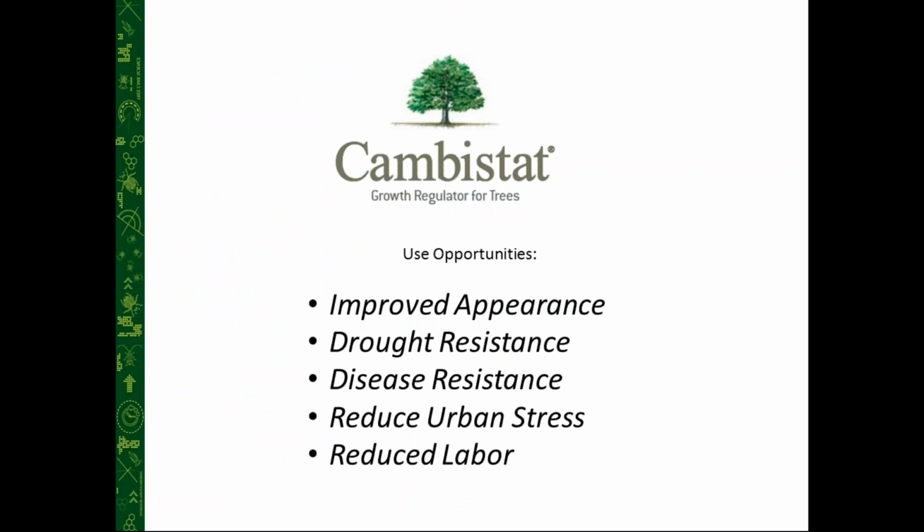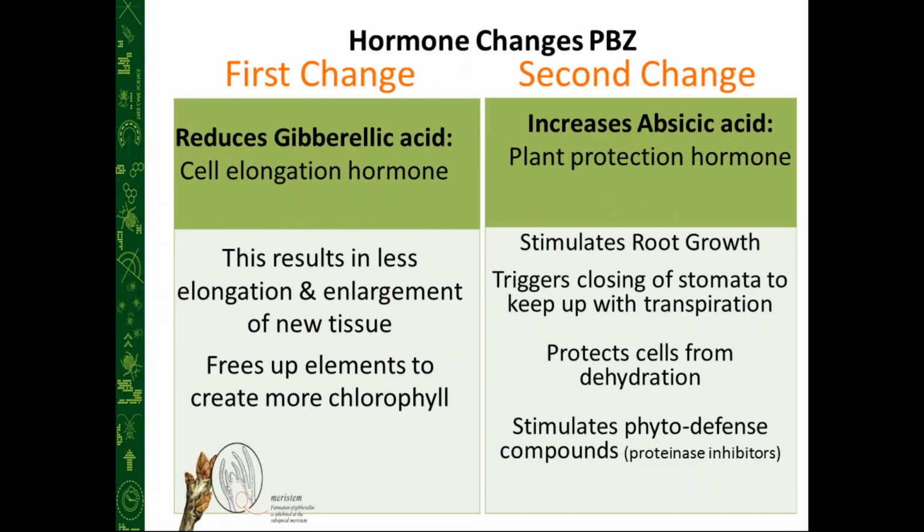And so we've broken these down into five different use opportunities out there in the landscape. And so they would include improved appearance, drought resistance, disease resistance, reduction of urban stress, and then a reduction of labor, and that has to do with pruning when using tree growth regulators in CanvasStat. Just a really quick review.